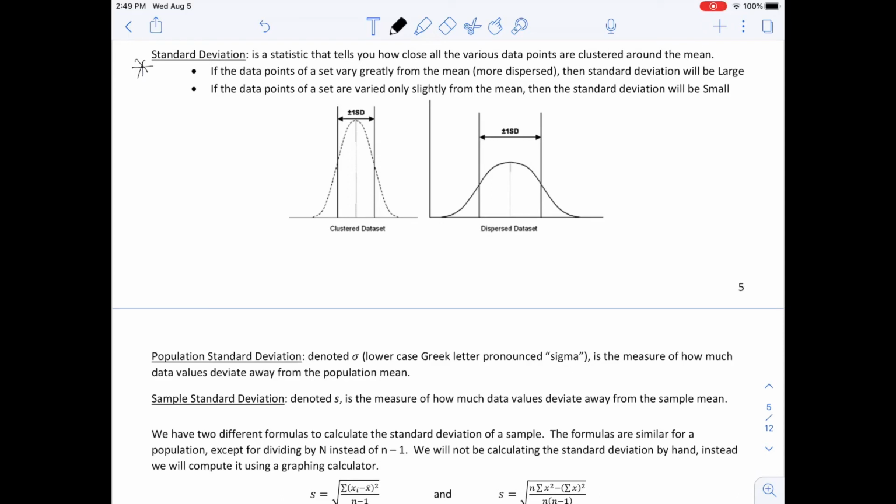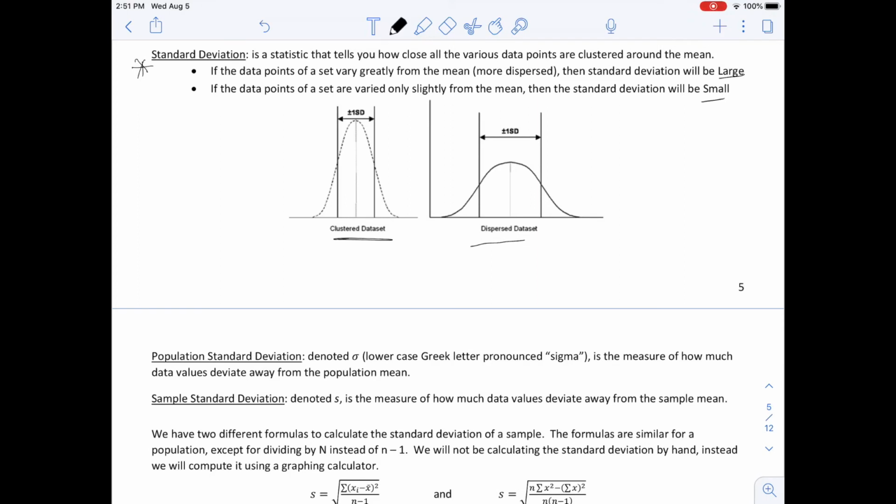The big one that we have that's going to carry through for the rest of the semester is called standard deviation. This is a statistic and tells you how close all various data points are clustered around the mean. If the data points of a set vary greatly from the mean, they're more dispersed, then standard deviation will be large. If the data points of a set vary only slightly from the mean, then the standard deviation will be very small. So there are some pictures down below. You can see that the first one is where they are clustered pretty close around the mean. You also notice that we have a bell-shaped curve that we'll get more into in a little bit.